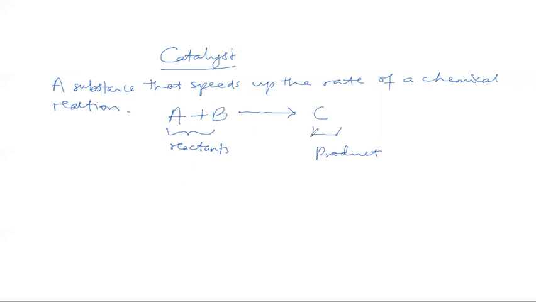So for this same reaction, I can add a chemical or a substance that can speed up this reaction, right? So when I add this substance, usually we do it like this. The catalyst will be written above this arrow. The rate will be faster. Okay.